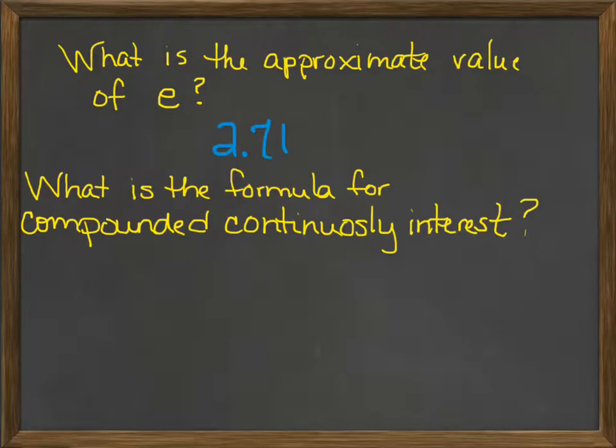The formula for compounded continuously interest. Whenever you see those words, it's A equals P e to the rt power. If you don't see those words, do not use this formula.